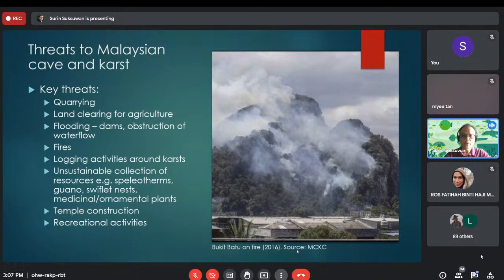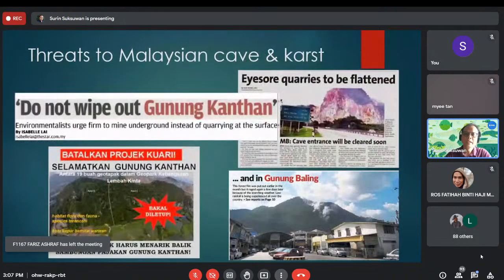And also when you have temple construction, which may lead to the destruction of some caves, and recreational activities if not done carefully. So I think you've all heard of the news in recent times. We've seen a lot of hills that have been under increasing threat. There's a lot of focus on Gunung Kantan now, for example, where you have the 2 remaining sections of the hill under threat, sections C and D.